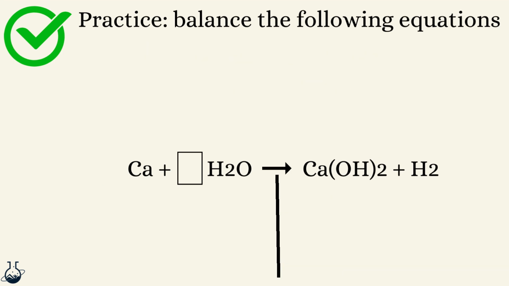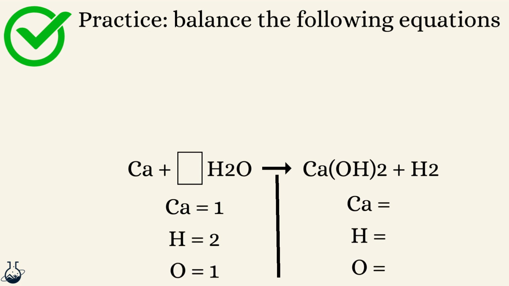And I'll go through this one in detail because there is an additional feature, the brackets. Following the same steps, I identify and count. So I have 1 calcium this side, 2 hydrogens, and 1 oxygen. And over here, I still have calcium, hydrogen, and oxygen. I have 1 calcium. But now these brackets mean I have whatever is inside the brackets multiplied by the number on the outside of the brackets.